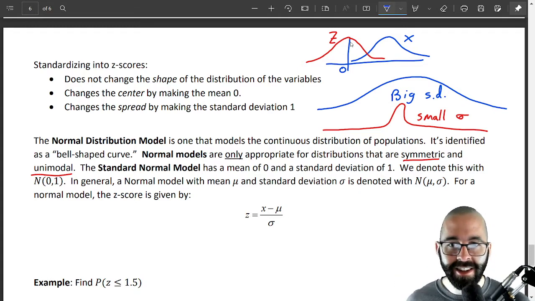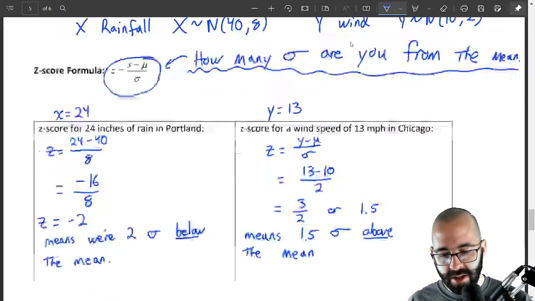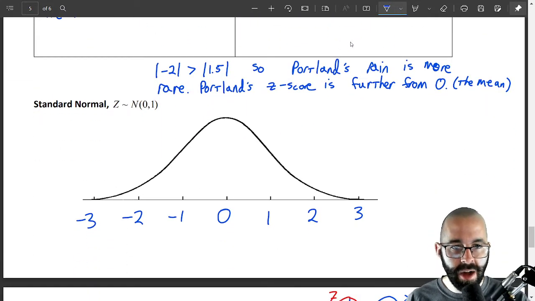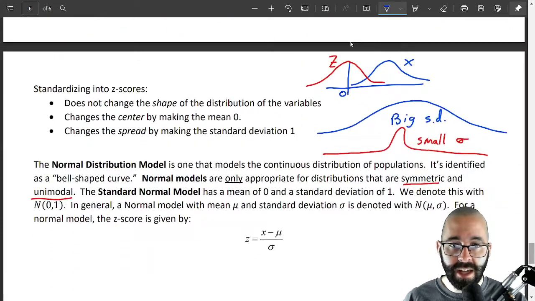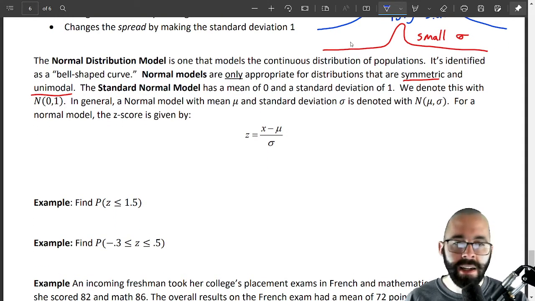Standard normal model, next thing on this little paragraph, has a mean of 0 and a standard deviation of 1. We're standardizing it so that they all look like this really nice model right here. It just takes a couple steps and we get a really simple standardized model that we can use to compare things more easily. Again, it's hard to compare things that have different units. Wind speed in Chicago, rain in Portland. What's more rare? Let's standardize. That's one way of doing it.